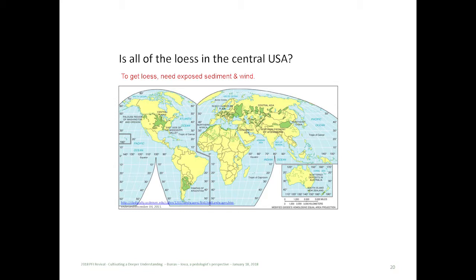So by the way, the other thing I always like to mention: in Iowa, we're rightly proud of our loess, and we have incredible loess. But I want to point out, to get loess, you just need exposed sediment and wind. And so we have a tremendous amount of loess throughout the North American lowlands, as you can see. Some of it's only 40 inches thick or so. This map would be anything over about 40 inches thick of loess. But we have a lot.